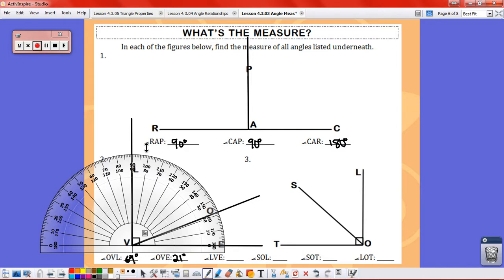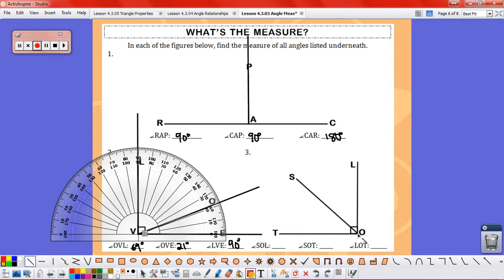And then LVE, I don't even have to move the protractor because VE is one of the legs, and LV is one of the legs, and it's a 90-degree angle. But I didn't even need to measure that because the box tells me that this should be 90 degrees, as long as it's drawn to scale.